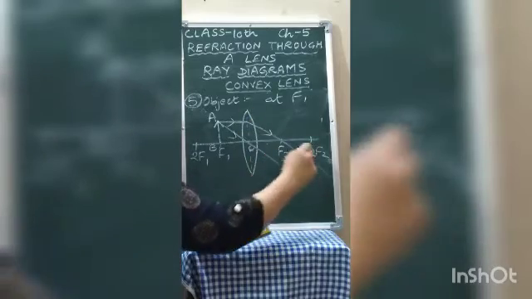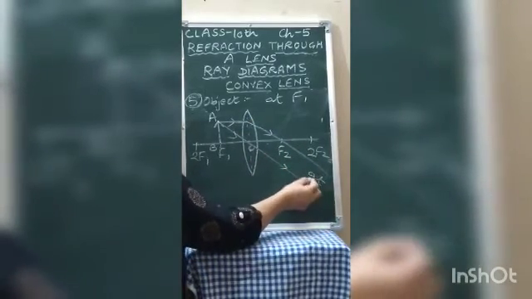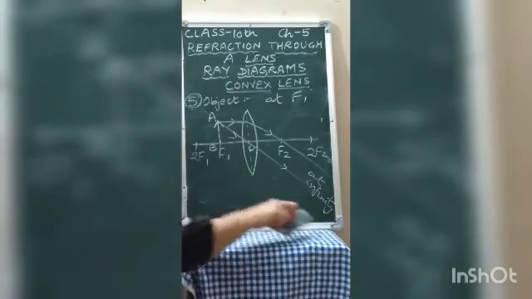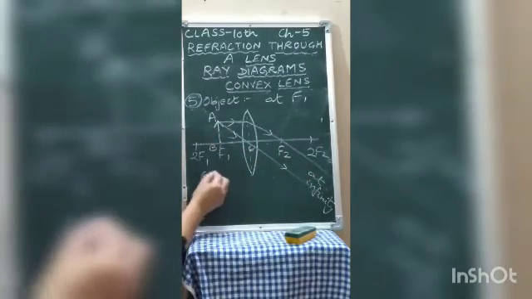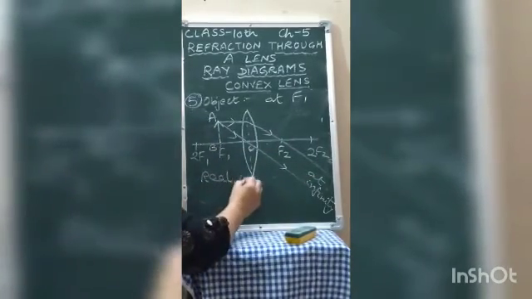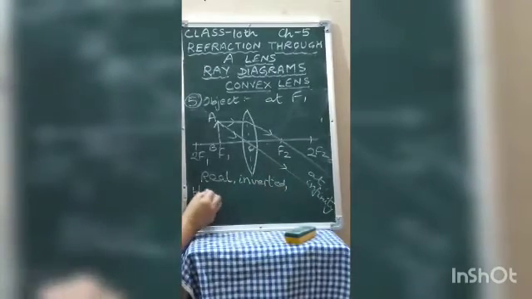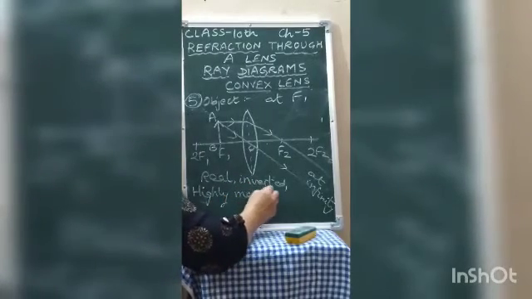Now these two rays are parallel to each other. Will they ever meet? Not here. They will meet somewhere at the infinity. So the image is now formed at infinity. But it is real, inverted, and it is now highly magnified.